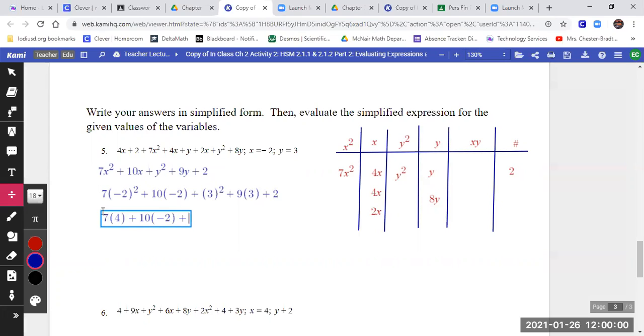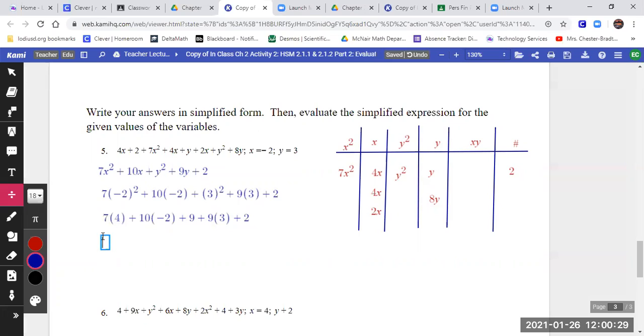We're now on our next exponent. 3 to the second power. What's that? 9. Okay. We did not change the 9 with the 3 or the 2. I am only cleaning up the exponent piece. That's it. Don't change anything else.